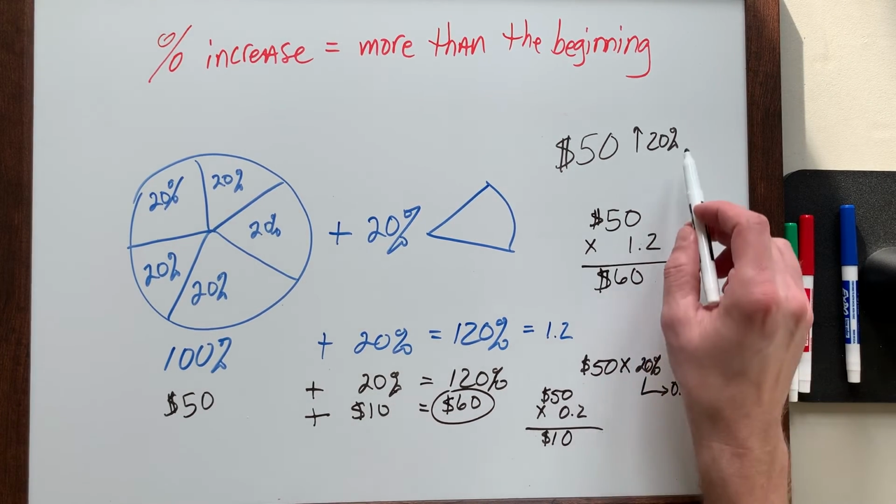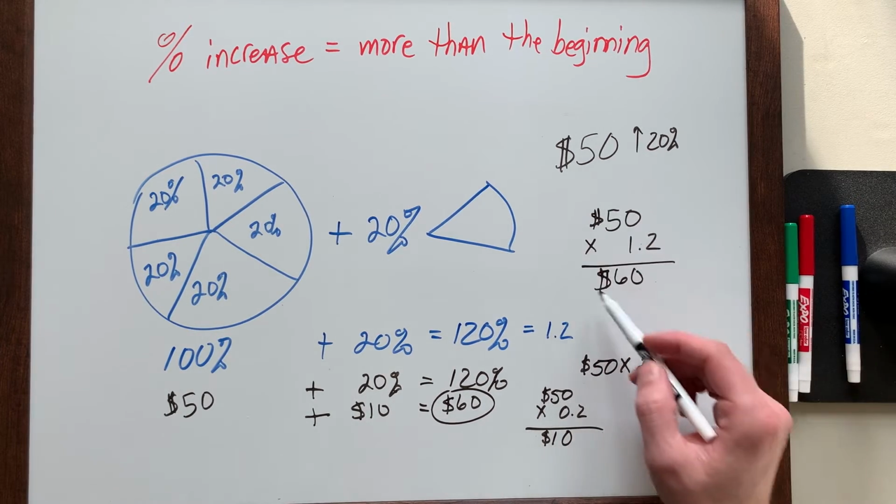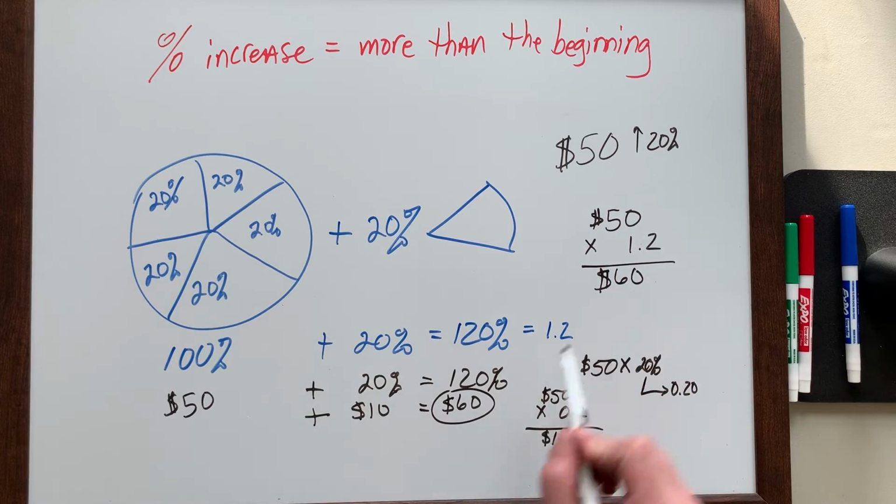So you can either add the percentage to 100 at the beginning and get a multiplier that's bigger than 1, and that's what we did here. Or you can say that percentage, I'm going to calculate how much that is. 20% of $50 was $10. That's what I need to add to the original. 50 plus 10 is 60, and either way, you get the same answer.